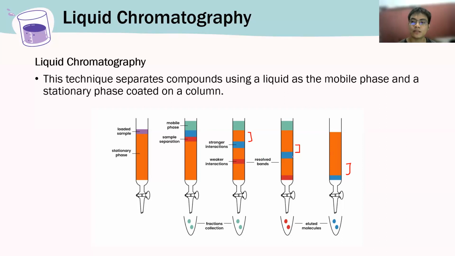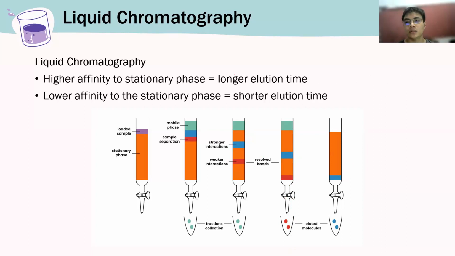So tawag sa paglabas ng compound mo sa column, we call that the elution. And yung tawag sa lumabas ay eluent. No? Eluted molecules. Okay? So yan, ito lang yung idea. So the higher affinity to the stationary phase, the longer the elution time. So mas matagal sila mag-interact. And then pag lower affinity to the stationary phase, mas shorter yung elution time.